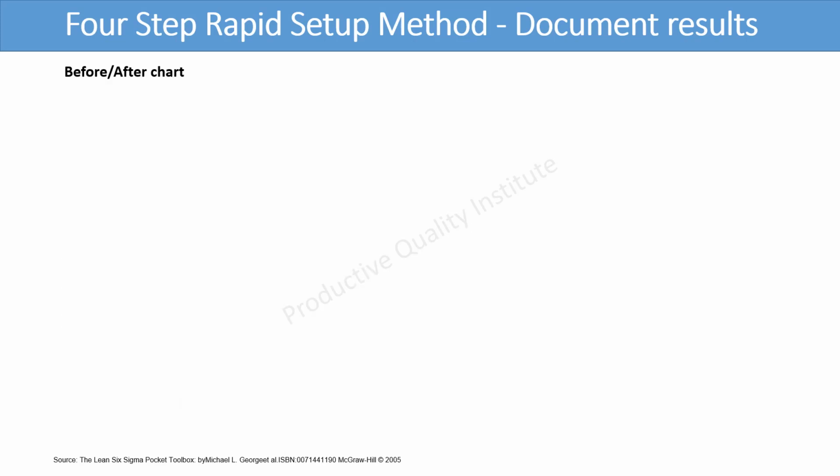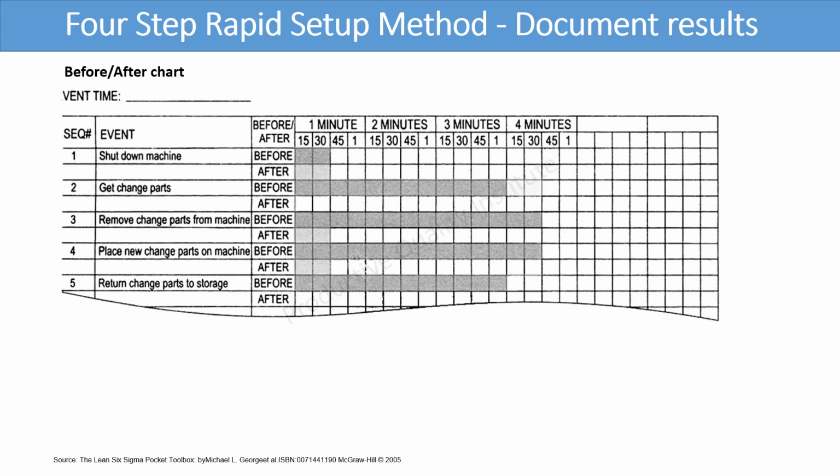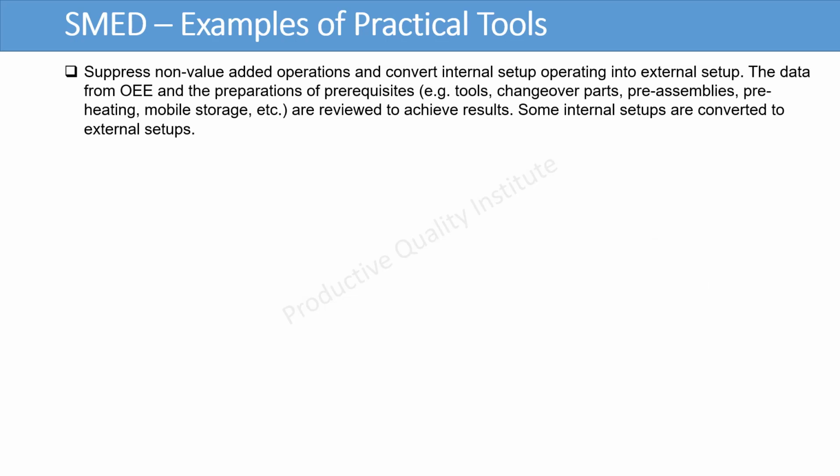Before and after chart shows the setup times before and after conversion and reduction. Examples of practical tools: suppress non-value-added operations and convert internal setup operations into external setup. The data from OEE and the preparations of prerequisites, for example tools, changeover parts, pre-assemblies, preheating, mobile storage, etc., are reviewed to achieve results. Some internal setups have been converted to external setups.